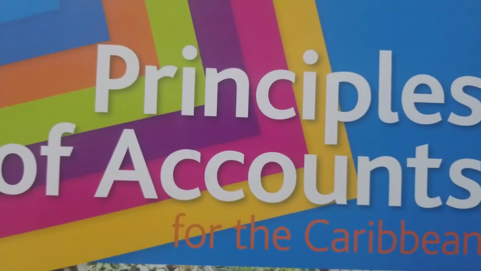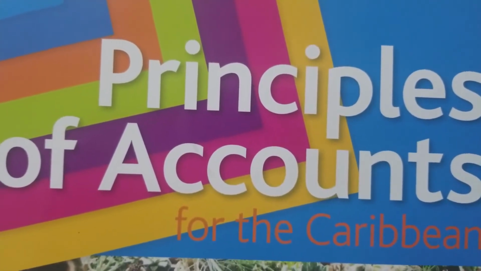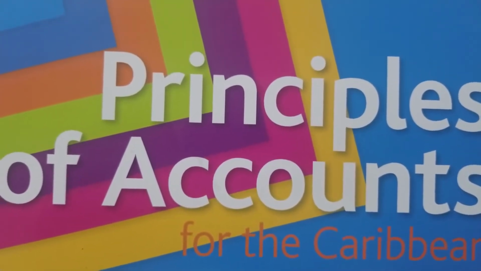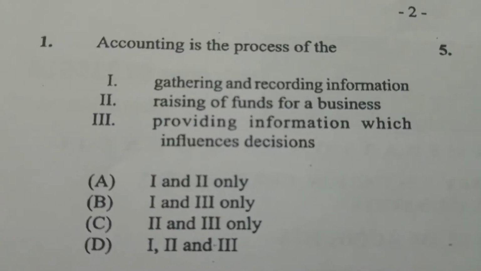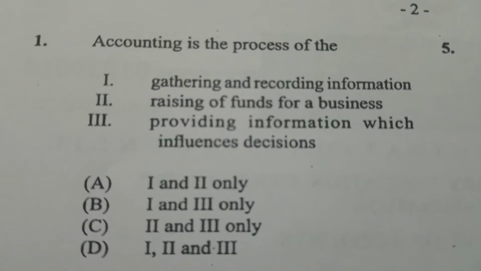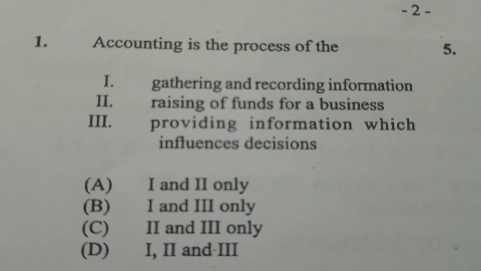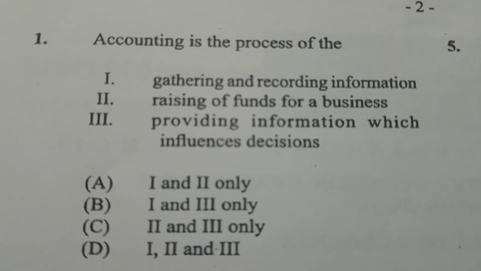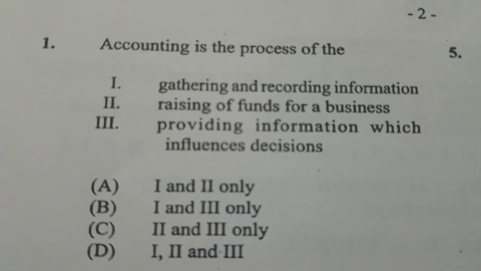In this lesson, we'll be looking at a 2017 past paper question. Let's get right into it now. Question 1. Accounting is the process of, and our answer is B, gathering and recording information and providing information which influences decisions.